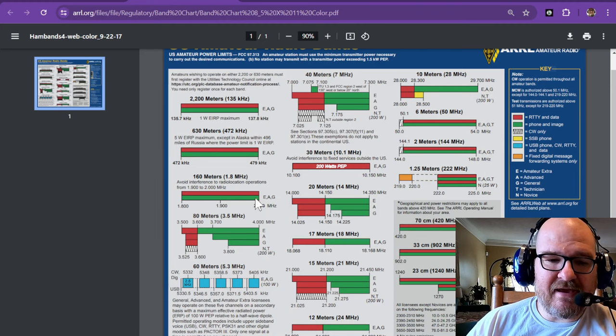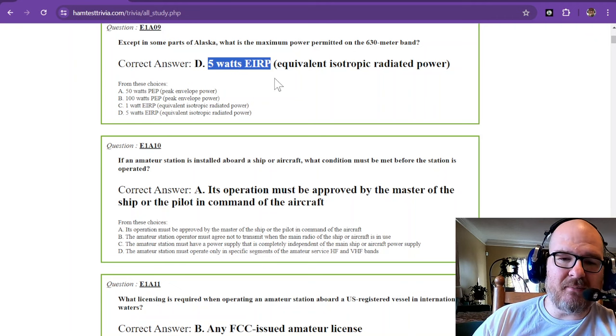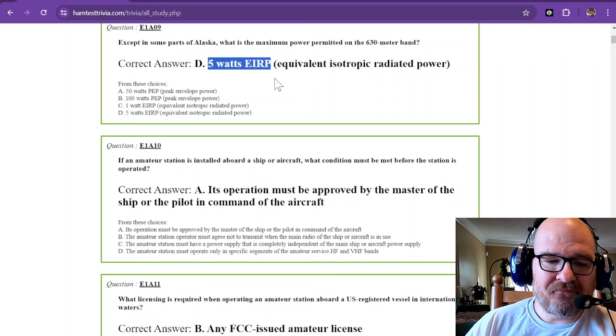Looking back at this ham chart, that is 5 watts EIRP, except in Alaska, within 496 miles of Russia, where the power limit is 1 watt EIRP. But you just need to know that the majority of it is 5 watts equivalent isotropic radiated power.